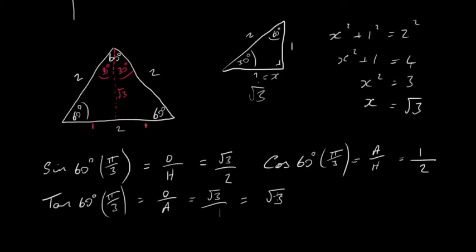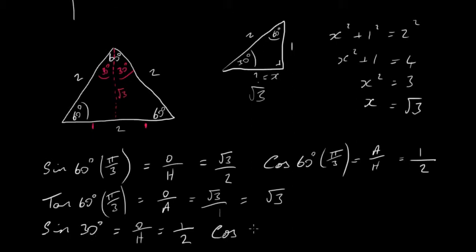We can apply the same procedure to 30 degrees. So the sine of 30 degrees, again, that's just going to be pi over 6 in this case. So the sine of 30 degrees, or pi over 6, is, again, opposite over hypotenuse. So if we take our 30 degrees here, the opposite is 1. So it's going to be 1 over the hypotenuse, which is 2. So the sine of 30 degrees, or the sine of pi over 6, is 1 over 2.